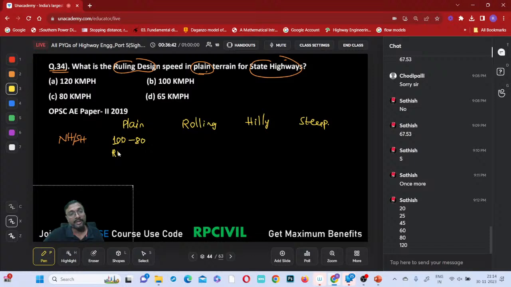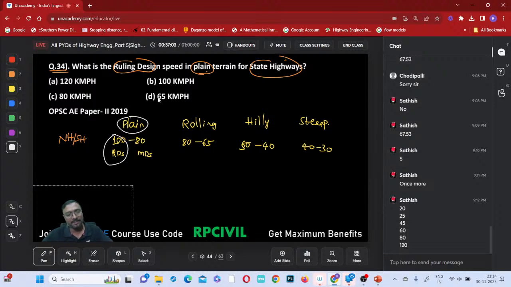100 is your rolling design speed, 80 will be your minimum design speed. Rolling terrain, 80, 65. Hilly terrain, 50, 40. So steep terrain, what can you say? 40, 30, like that. So plain terrain, ruling design speed 100 kmph will be the answer.